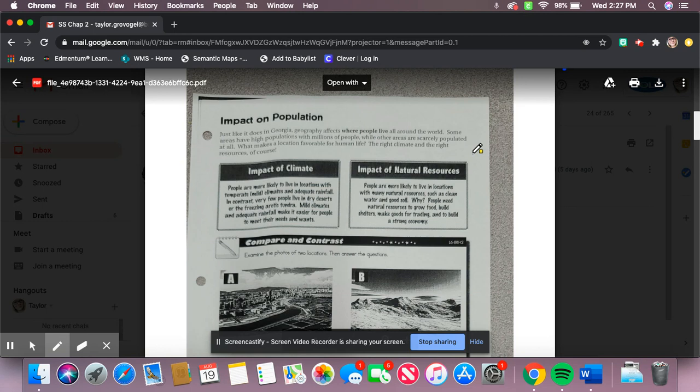What makes a location favorable for human life? Well, the right climate and the right resources, of course. When we look at the phrase favorable for human life, that means what factors make it easy for humans to live in that location. And we're going to study this a little more. So let's go ahead and highlight that geography affects where people live all around the world.